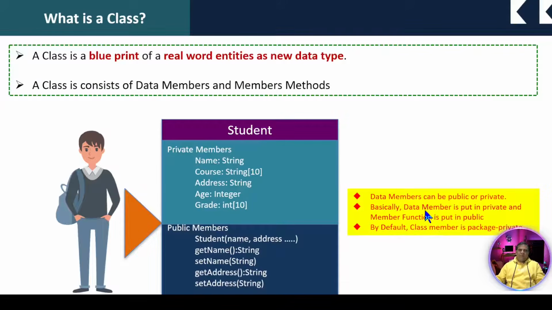Now, data members can be public or private. Basically, data members are put in private and member functions are put in public. We put the data members in private for security reasons, and functions and methods are in public, so they can be accessed from anywhere. By default, a class member is package private.